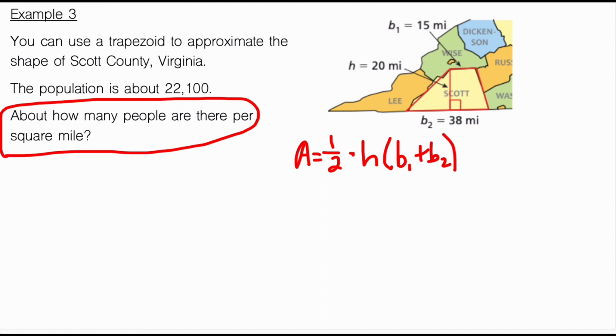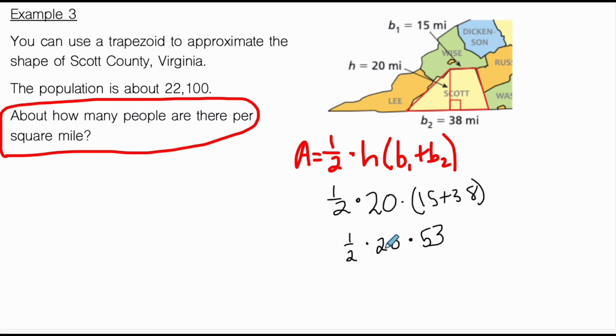So let's fill in what we know. What we know is the height approximately of Scott County is about 20 miles, and the bases are 15 and 38. And the sum of 15 and 38 is 53. And in this scenario, I think it's easier to multiply 1/2 times 20. So I'm going to do this multiplication first. Half of 20 is 10. And then 10 times 53 is 530.